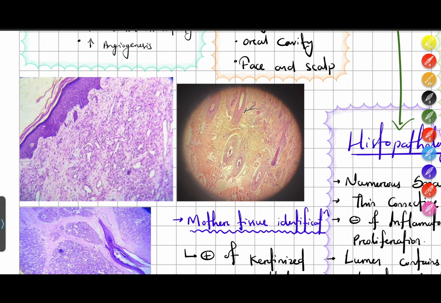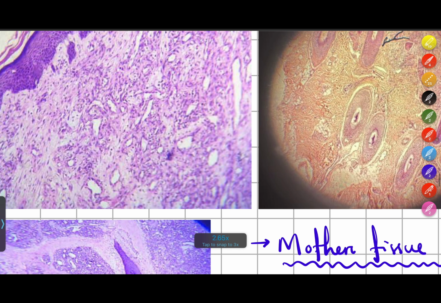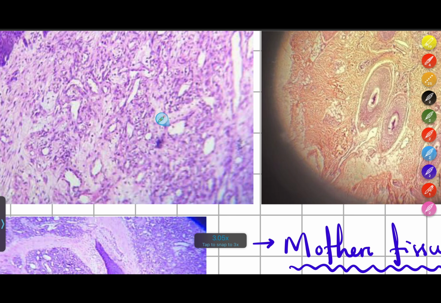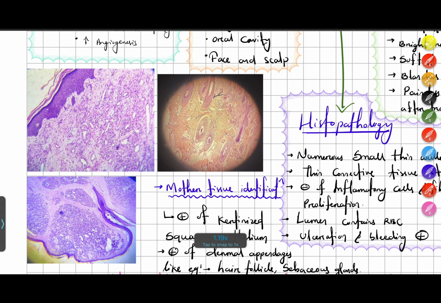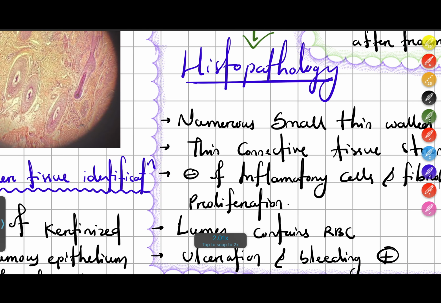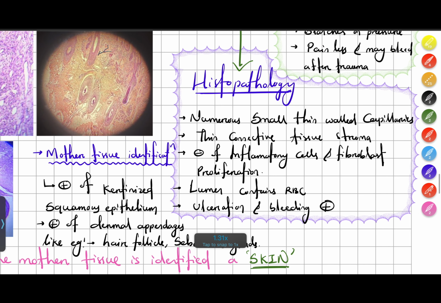And after confirming the mother tissue, you have to see the small thin-walled capillaries lined by discontinuous endothelium and presence of RBC in the lumen. So then you can identify that the slide is of capillary hemangioma. Now let's see the histopathological features.